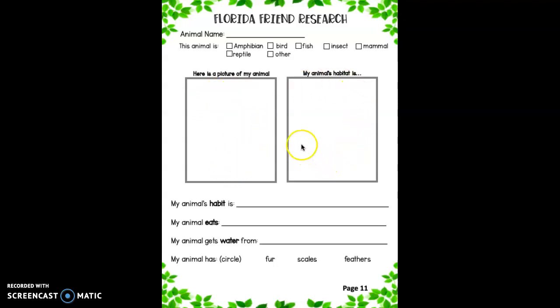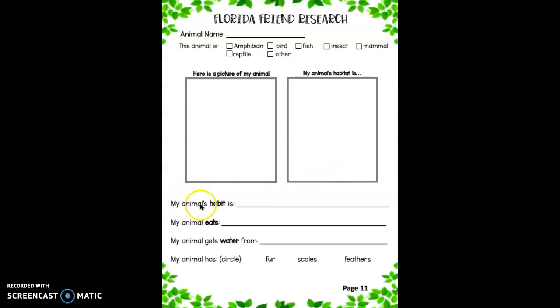Then I'd like you to do a super juicy drawing of your animal's habitat. If it's a forest or a swamp or a pond, make sure you have all those juicy details of what I could see there. And then I have some questions I'd like you to answer using the books on Epic.